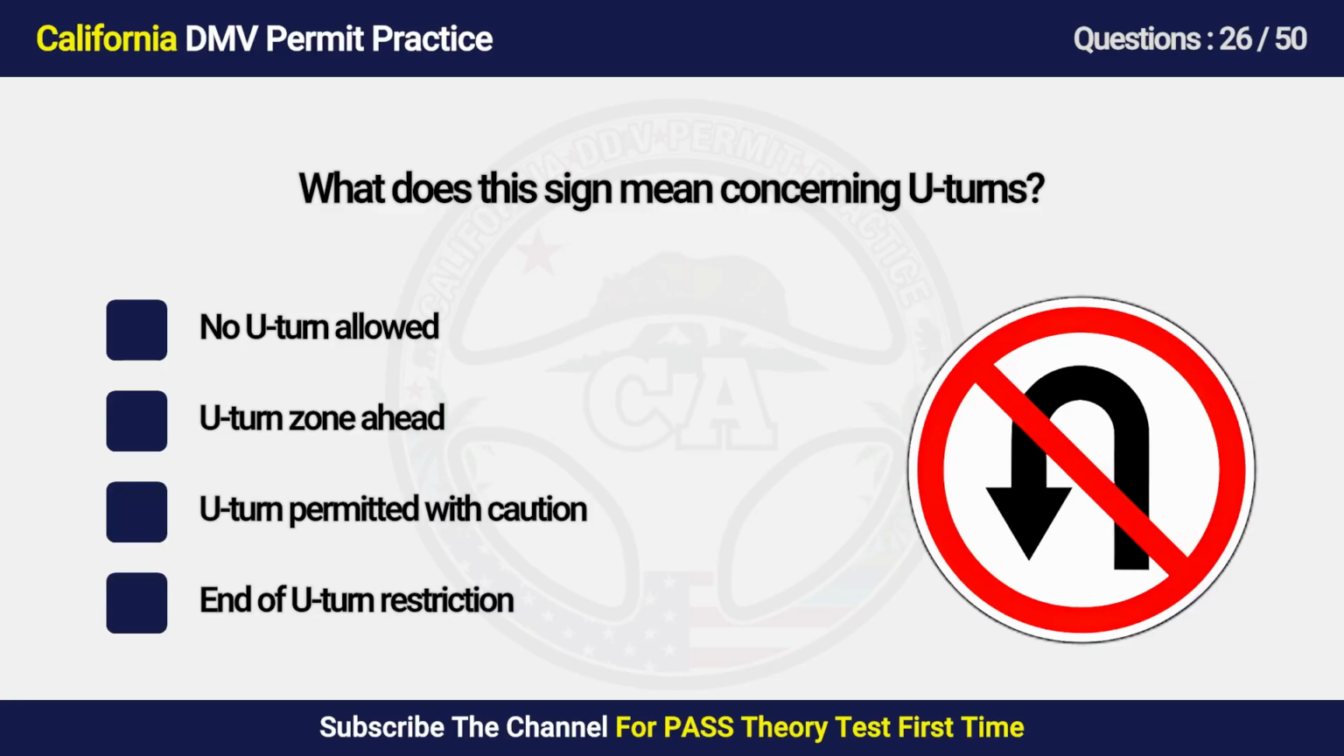A. No U-turn allowed. B. U-turn zone ahead. C. U-turn permitted with caution. D. End of U-turn restriction.